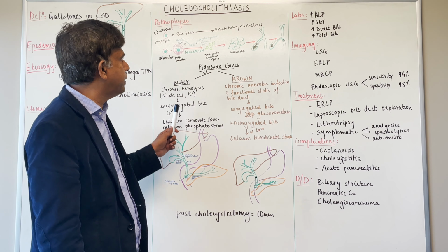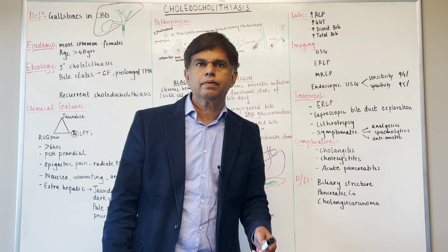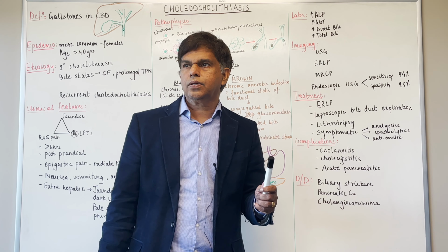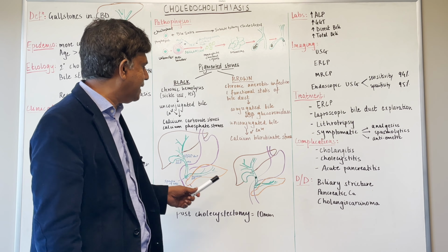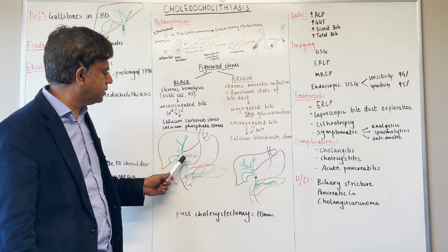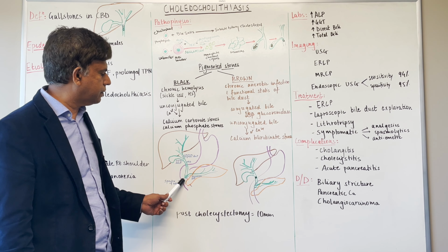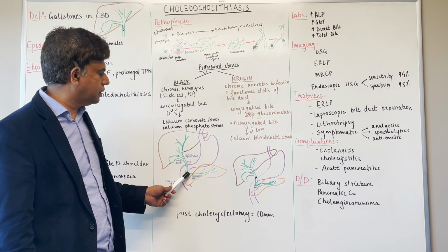Then I think it's important to know what happens once you have the stone: it has to move out of there, right? That's where choledocholithiasis comes in. So it's good to know the anatomy a little bit. You have the gallbladder, then the cystic duct, then the common hepatic duct, and they combine into the common bile duct, right? And then the pancreatic duct comes in.